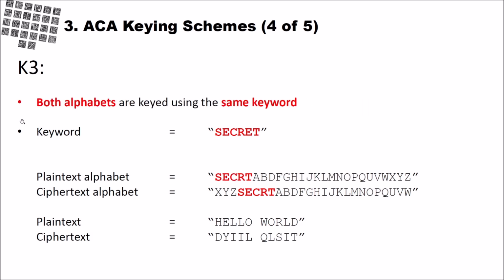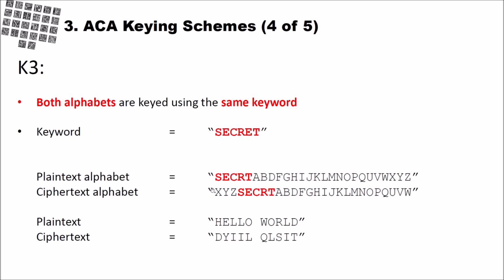Now let's have a look at K3. And in K3, both alphabets are keyed using the same keyword. So we have, for instance, again, the keyword secret, but this time we write it 2 times into the alphabets. Of course, we have to choose 2 different offsets for the keyword in the alphabet, because if we choose the same offset, we generate the same 2 alphabets for plaintext and ciphertext alphabet, and we would have no encryption at all. In this case, I've chosen the offset 0 here, so we write it at the beginning in the plaintext alphabet, write again our keyword and the remaining part of the alphabet.